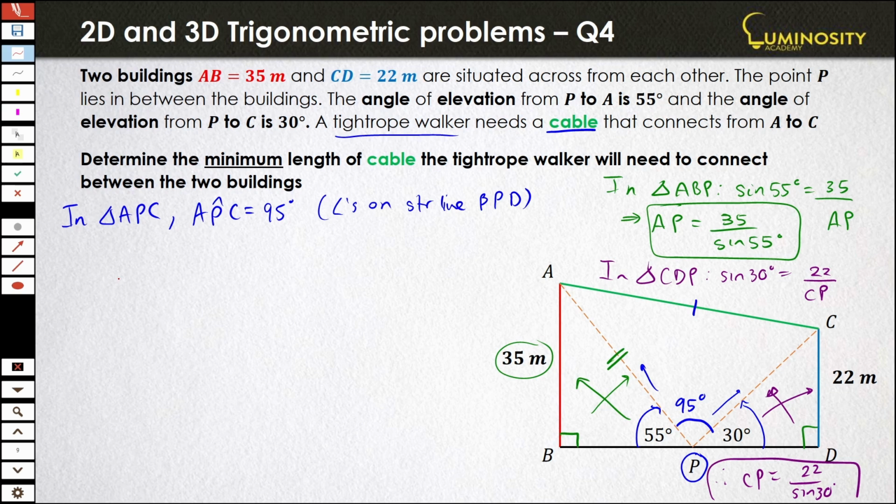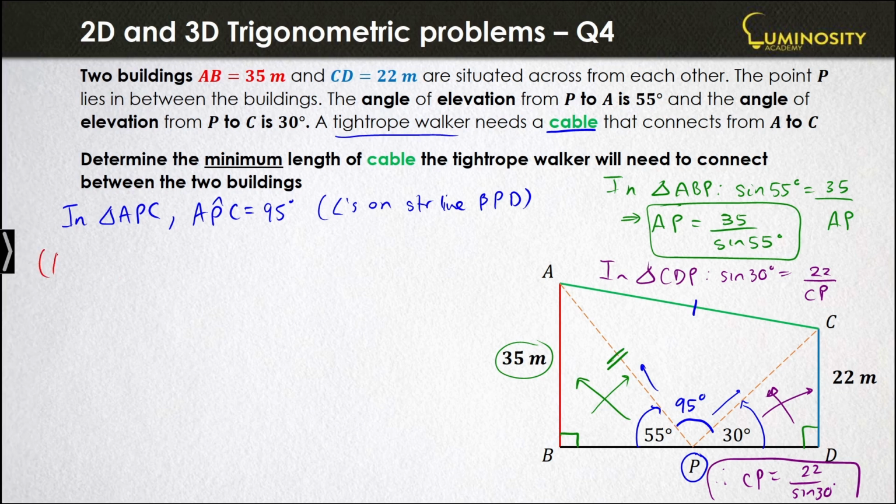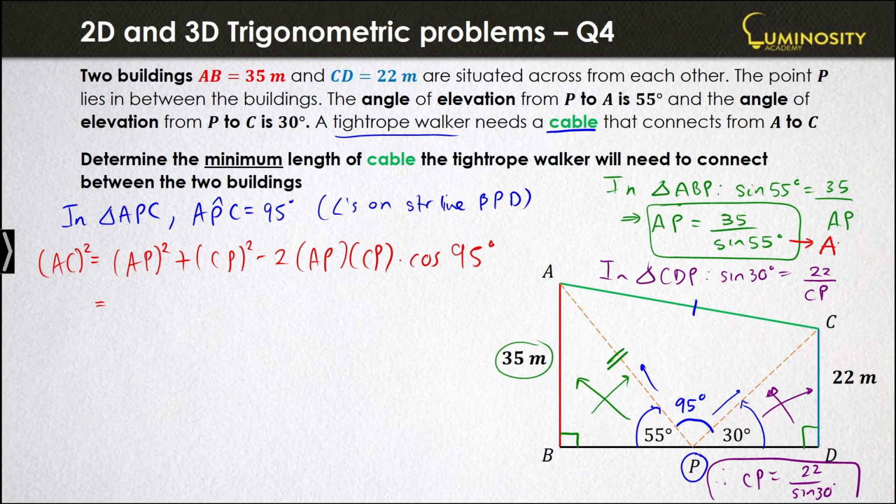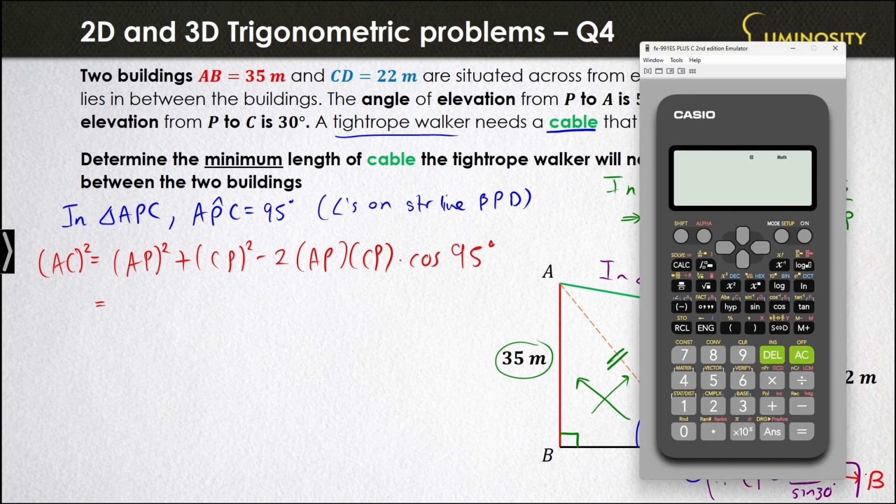So now, we can say that from the cosine rule, AC squared equals AP squared plus CP squared minus 2 times the product of AP times CP times cos of the angle included, which is 95 degrees. Okay, so what I'm going to do is, this AP, I'm going to put it on my calculator and store it in my A value. And then CP, I'm going to put in my calculator and store it in my B value. So let's bring up our calculators.